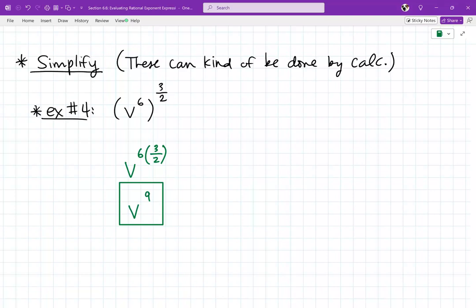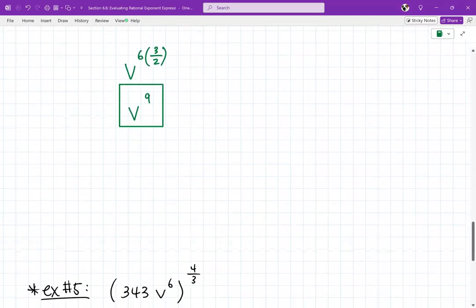Again, this is not supposed to be difficult. You just got to make sure you understand what buttons to press and what property to use, right? So that's one of them. Let's do another one.